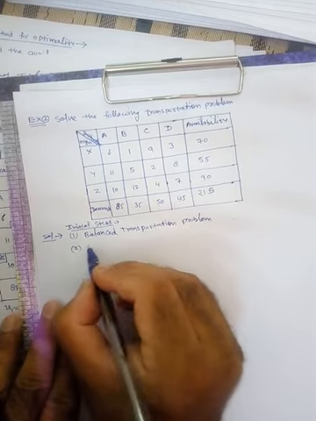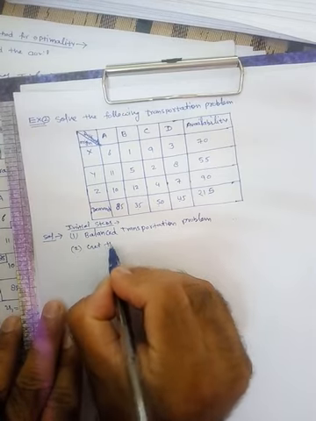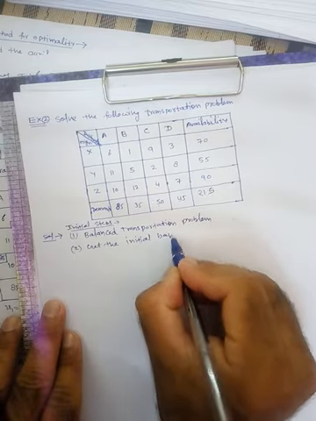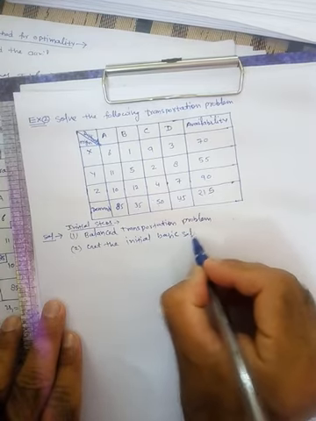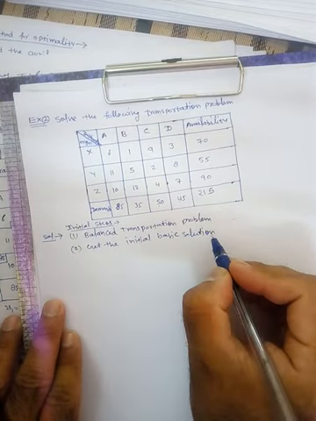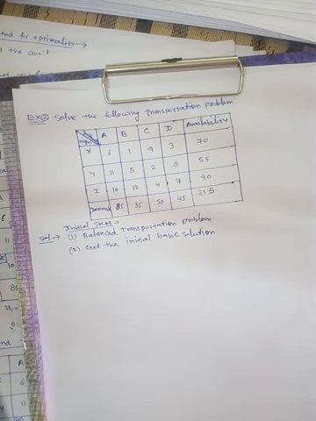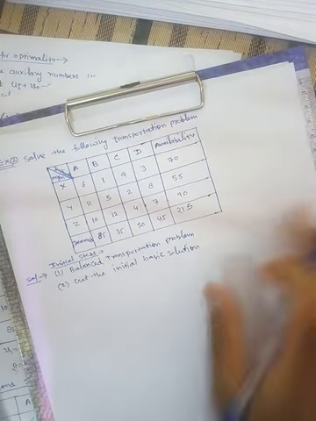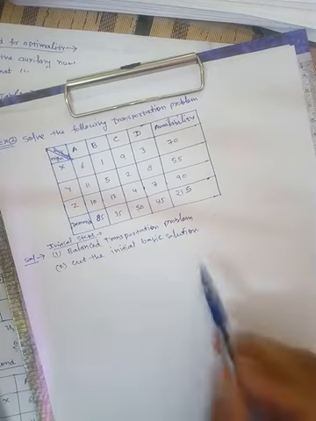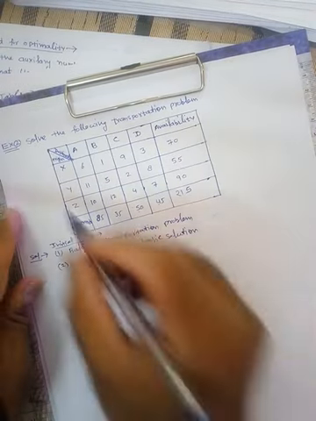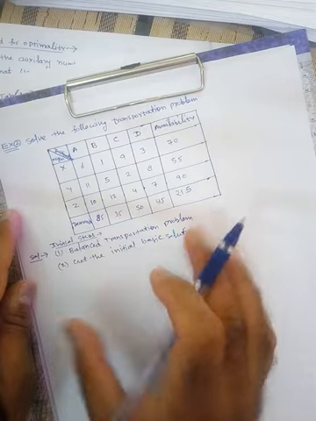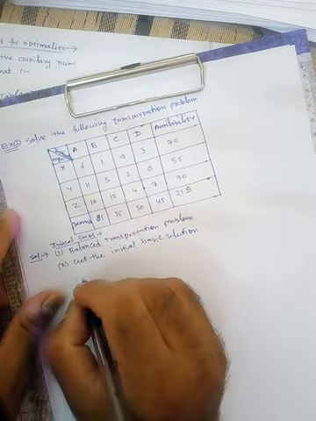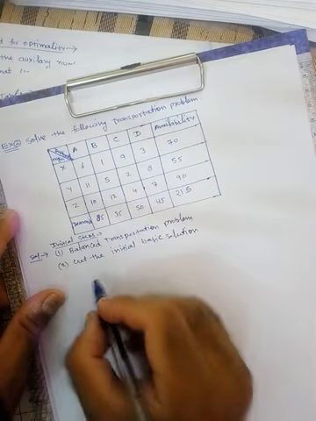Second, now get the initial basic solution. So now to get the initial basic solution, what do we have to do? Just construct the table again. So we have to take this table. Fine. So we are considering the same table here.